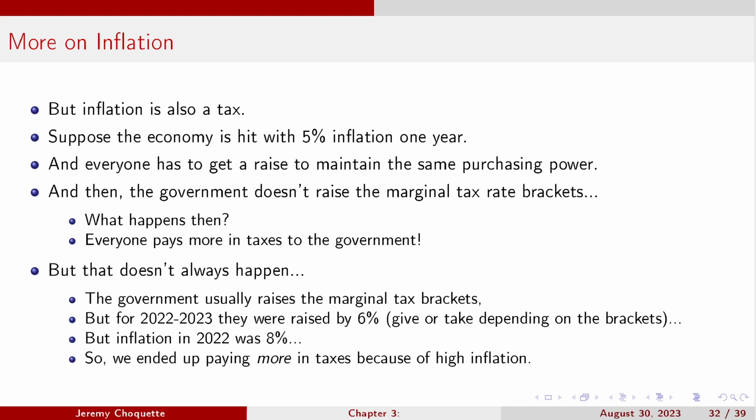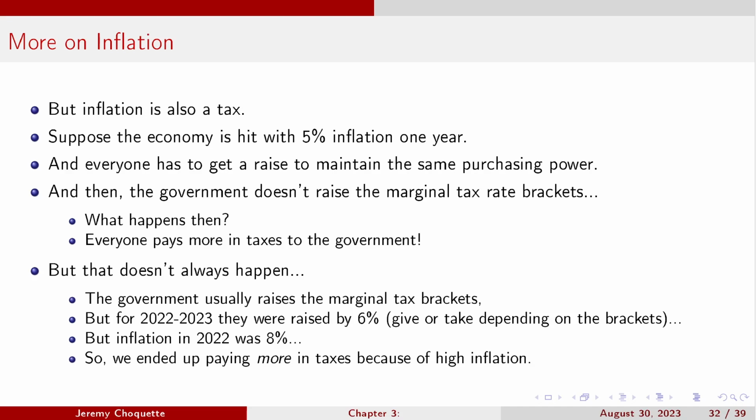Well, let's say the economy gets hit with 5% inflation one year. Everybody eventually has to get a raise to maintain that same purchasing power. But what happens if the government doesn't raise their marginal tax brackets? Well, everyone ends up paying more in taxes to the government. Now, that doesn't always happen, because they usually do raise the brackets.